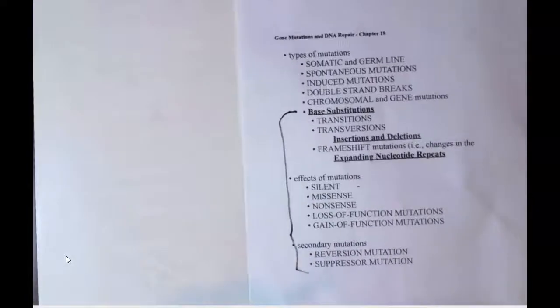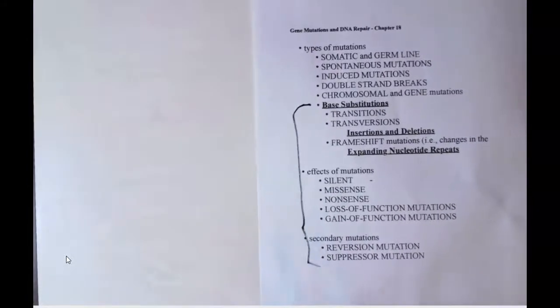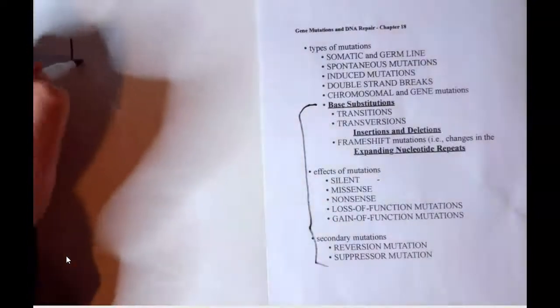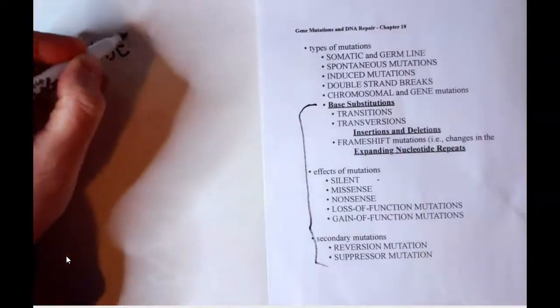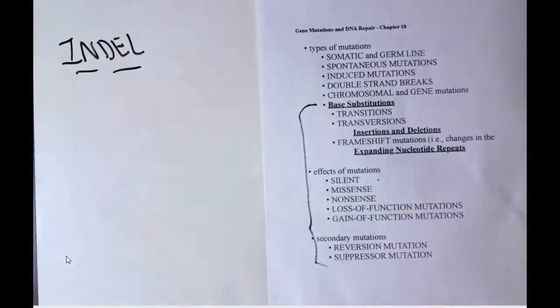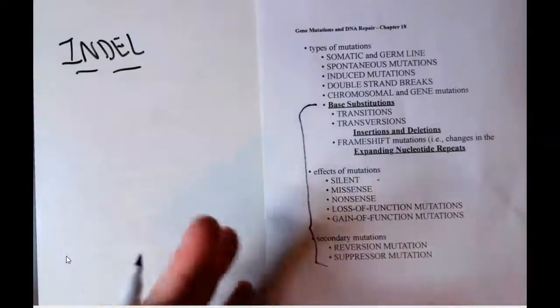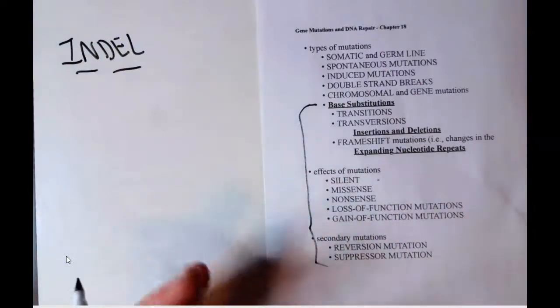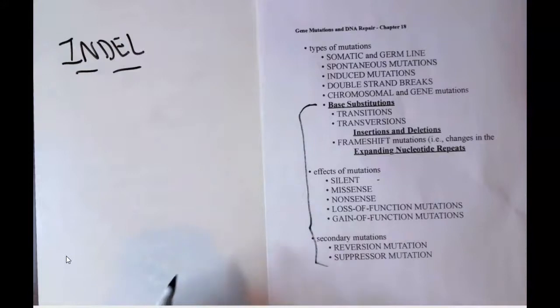Types of mutations. These are all types of mutations now. The last type of mutation is an indel. And an indel stands for insertion deletion. We're either removing bases or adding bases. Base substitutions is when one base becomes another. Indels are the removal or addition of a base.